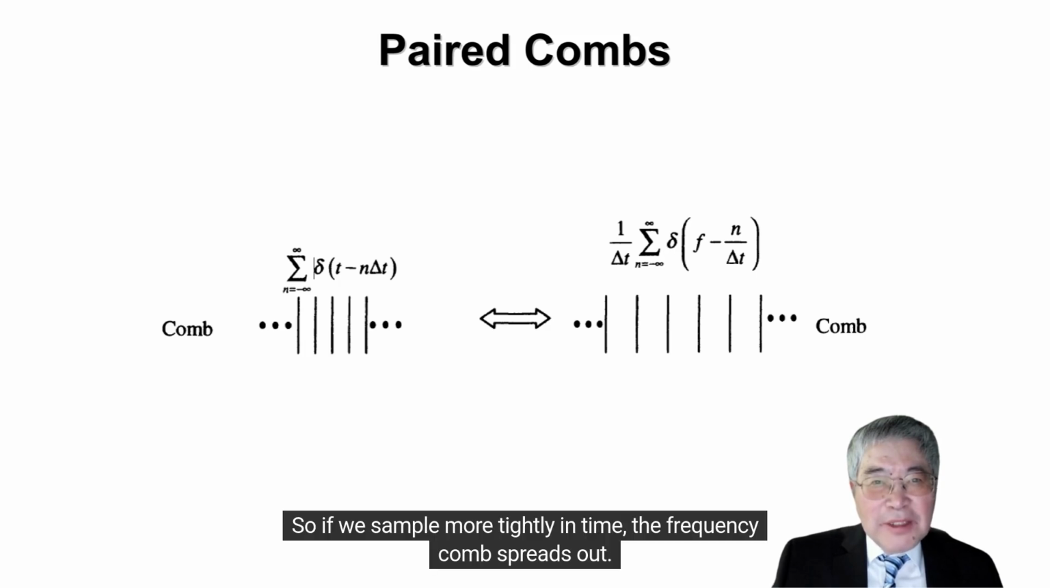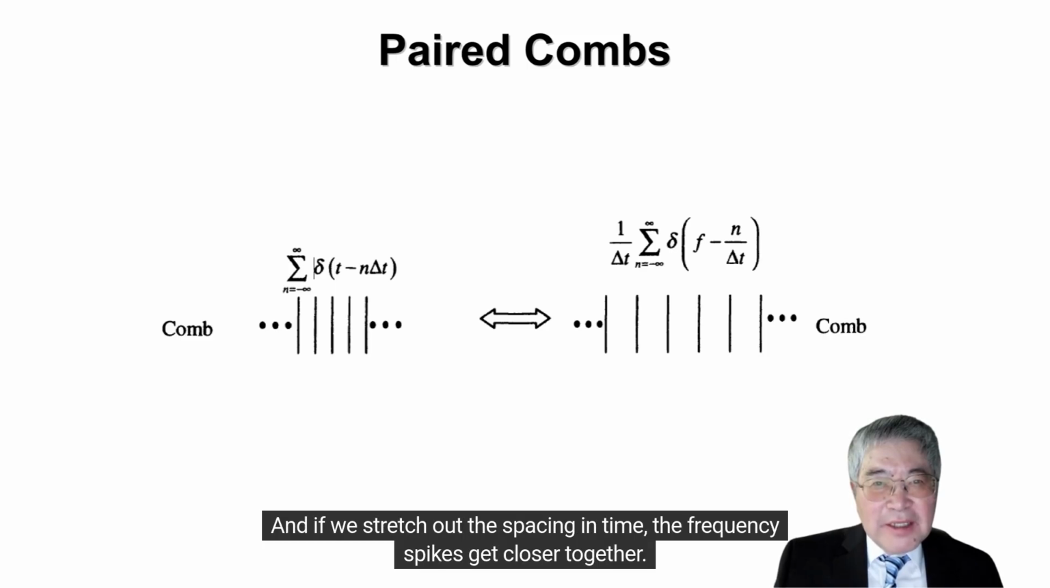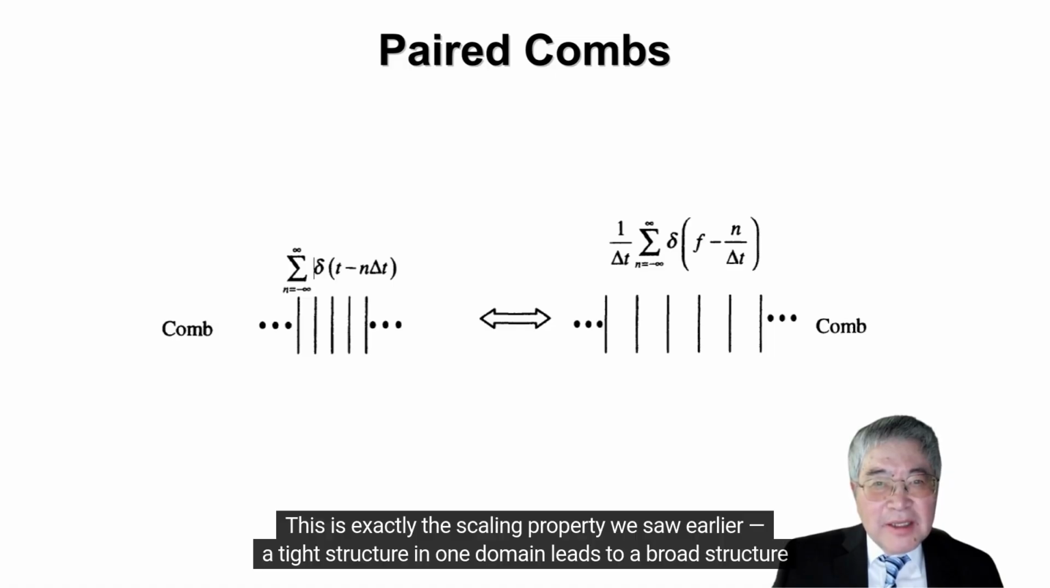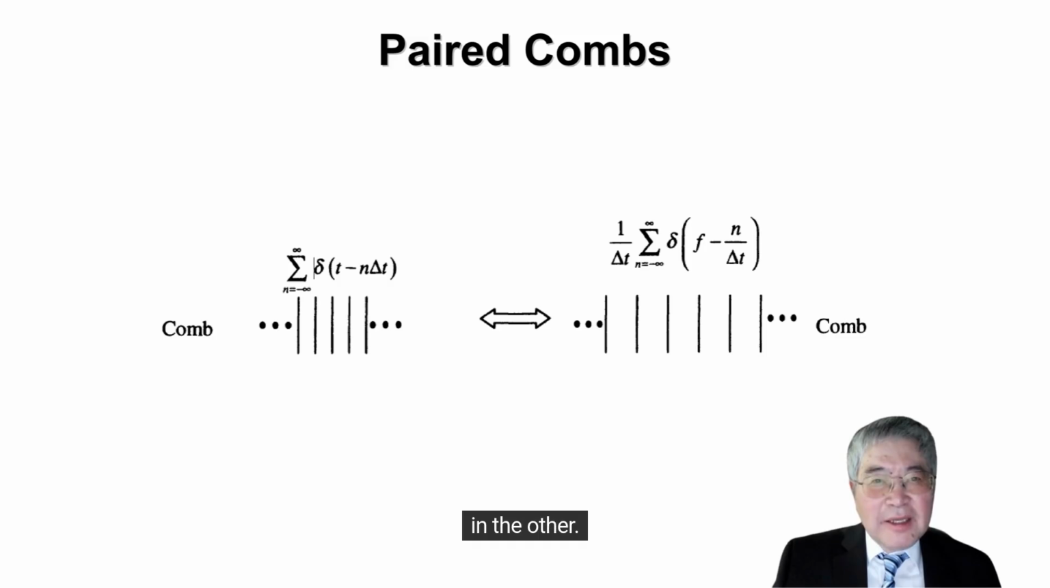So if we sample more tightly in time, the frequency comb spreads out. And if we stretch out the spacing in time, the frequency spikes get closer together. This is exactly the scaling property we saw earlier. A tight structure in one domain leads to a broad structure in the other.